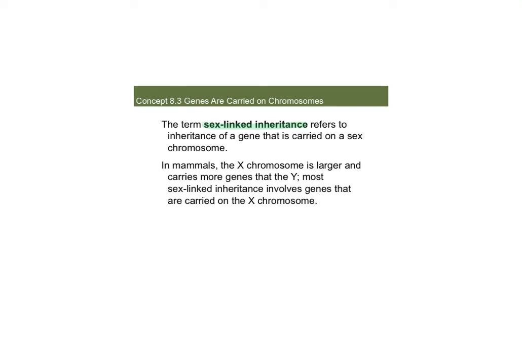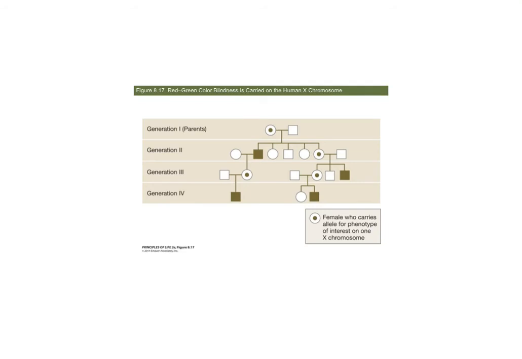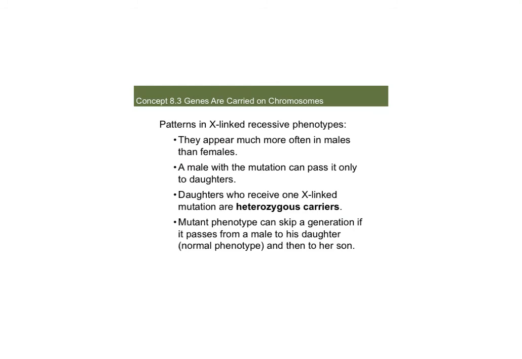In mammals, the X chromosome is larger and therefore carries more genes than the Y chromosome does. Most of the sex-linked inheritance patterns are going to be involving genes that are carried on that X chromosome. You can see examples of this in pedigrees especially. Now, some patterns to look for when you're looking at X-linked recessive phenotypes. Remember, this is specifically for recessive traits that are found on the X chromosome.